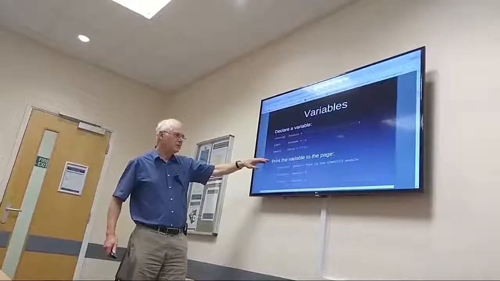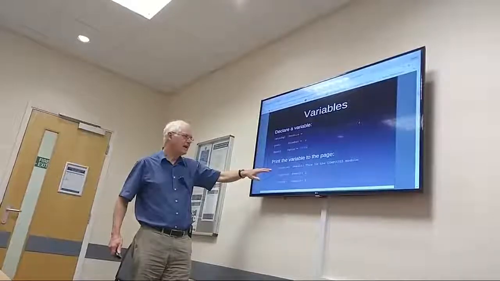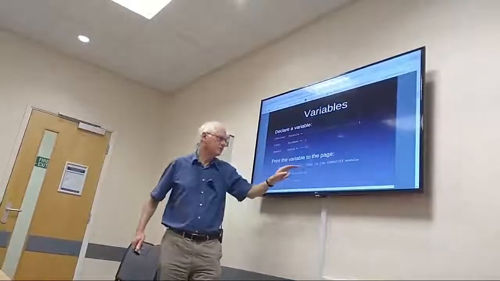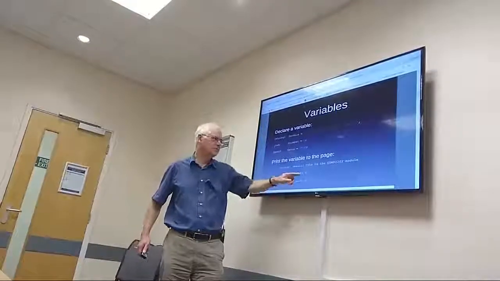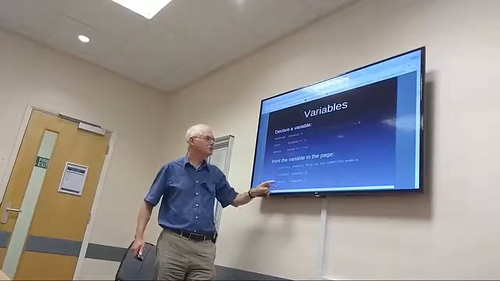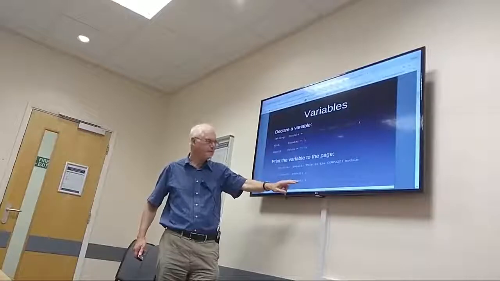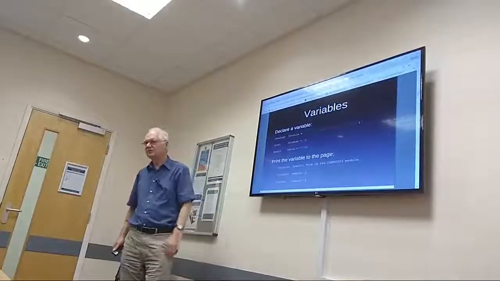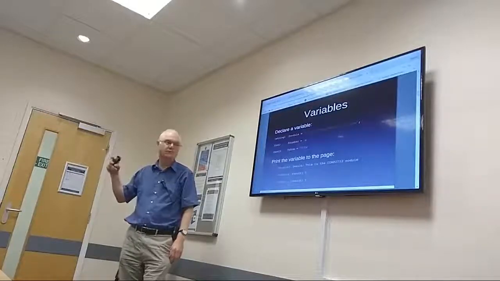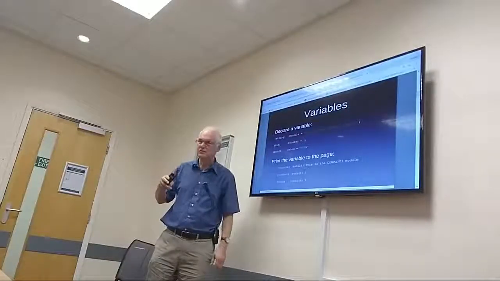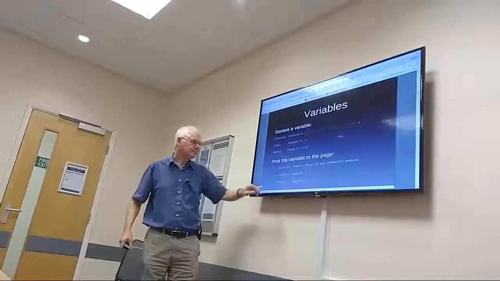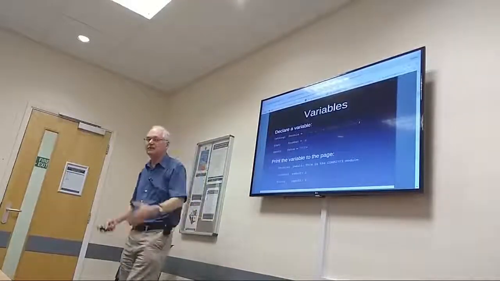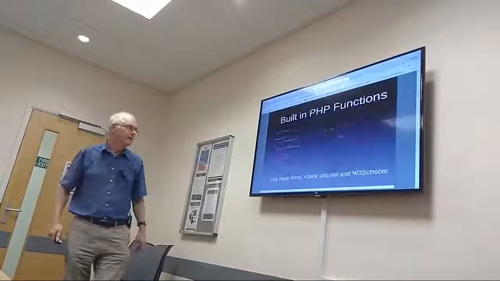We can print the variable to the page by saying echo $module, and what you get on the page is this is the Comp2203 module. Echo $number will give you 2, and echo $show, interestingly, will probably give you 1, because true and false are held as 1 and 0. True is 1, false is 0. So if you echo a boolean, you're more likely to get 0 or 1 rather than true or false.